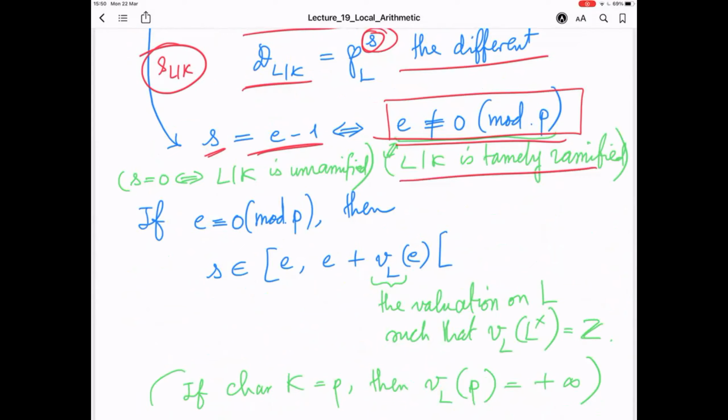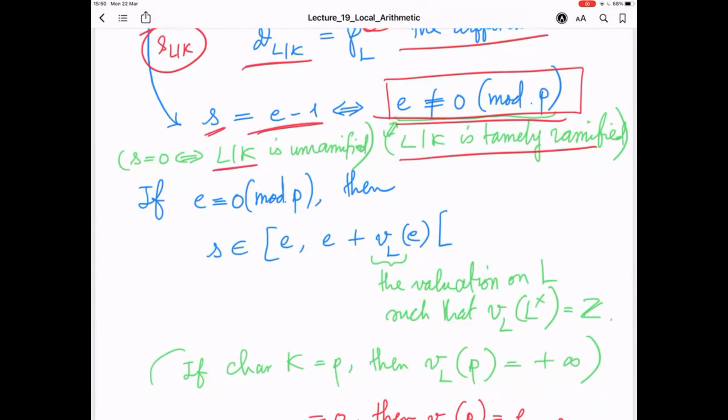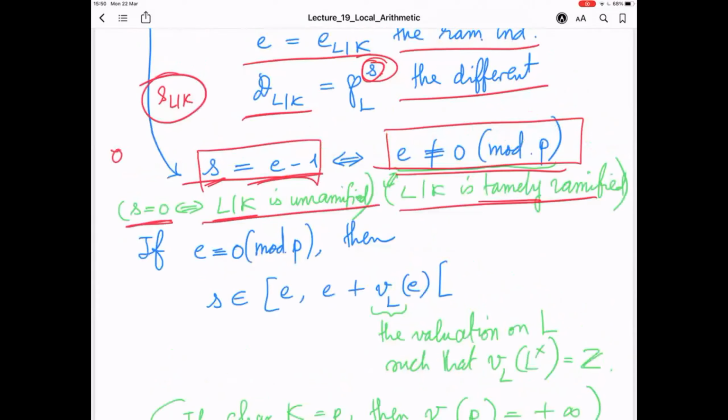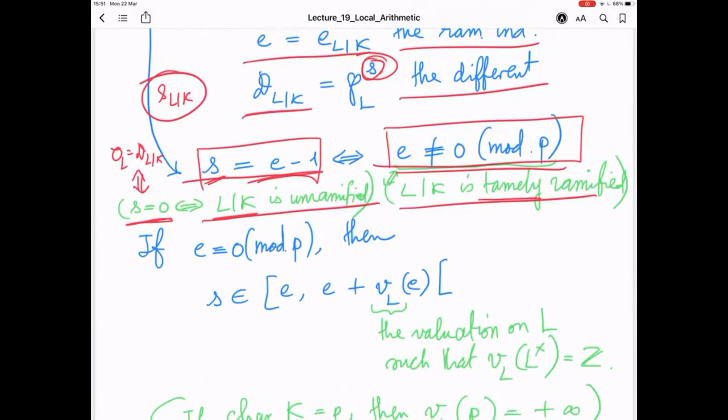In particular, E equal to 1 means that L over K is unramified. So that's in particular tamely ramified, and in that case, S is going to be E minus 1, which is 0. So part of the theorem says that the exponent of the different is equal to 0 if and only if L over K is unramified. Or, of course, this is the same as saying that OL is equal to D_{L/K} if and only if S is equal to 0, if and only if L over K is unramified.